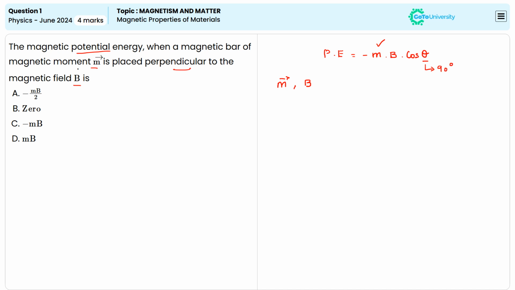So when we apply all the values, the potential energy can be written as minus M dot B times cos 90 degrees. It's known that cos 90 is 0. So the potential energy will also become 0. So the correct answer for this question is option B here.